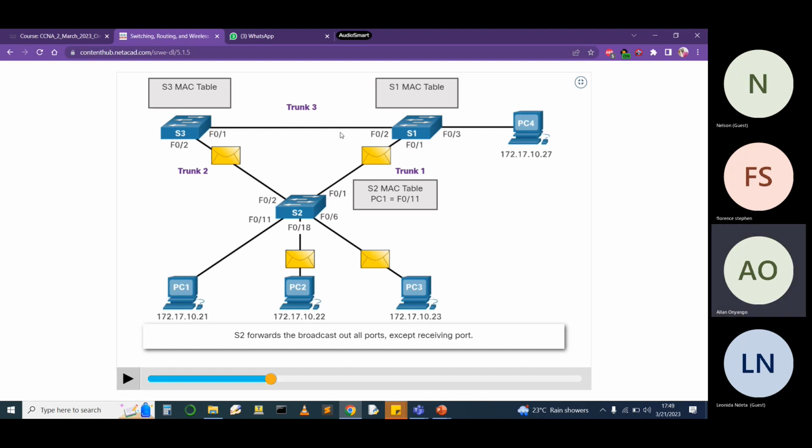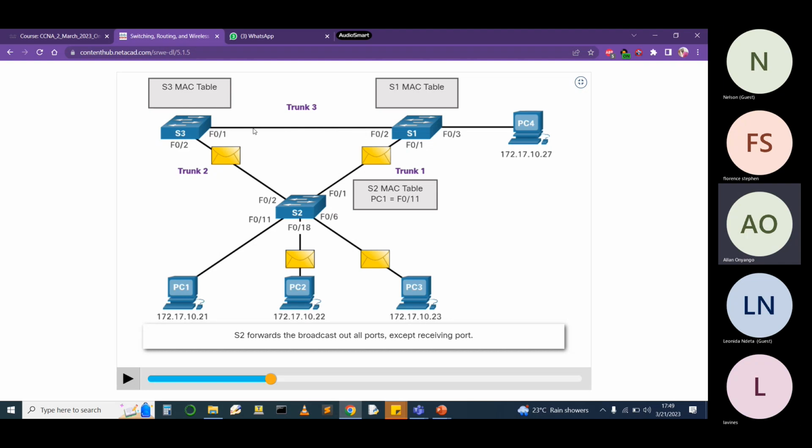But what do S3 and S1 do? They're going to exchange back the same frame. S3 is going to receive from S1 the same frame, and S1 is going to receive the same frame from S3. And if S1 receives the frame from S3, it means that frame has come through F0/2 and it can never go back to F0/2, but S1 can send it to PC4 and S1 can still send it back to S2. Ladies and gentlemen, that's a problem already there.